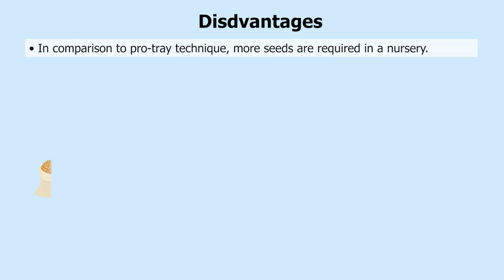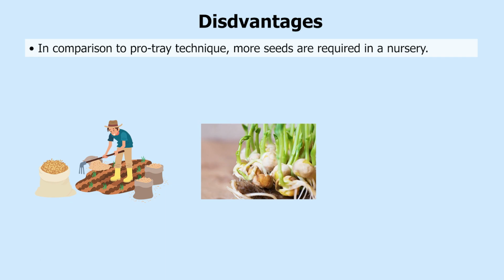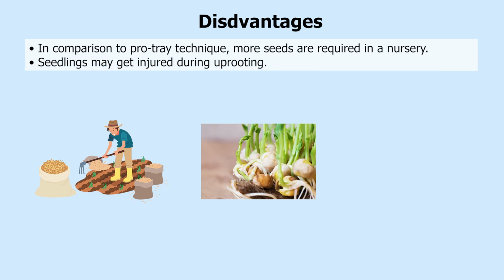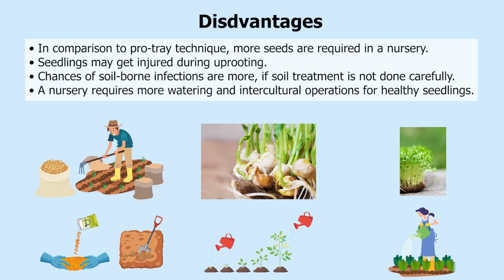Second, we will look at its disadvantages. In comparison to pro-tray techniques, more seeds are required in a nursery. Seedlings may get injured during uprooting. Chances of soil-borne infections are more if soil treatment is not done carefully. A nursery requires more watering and interculture operations for healthy seedlings.